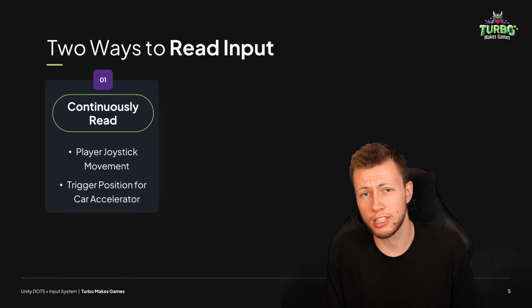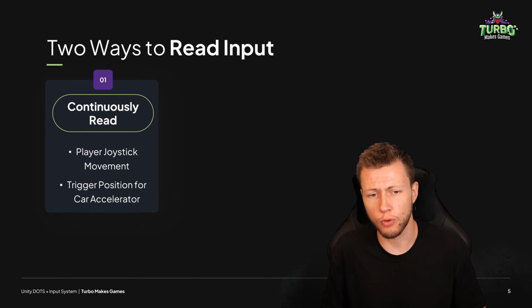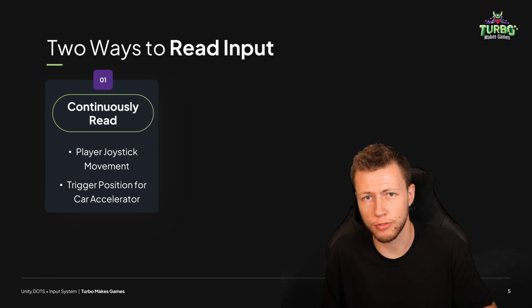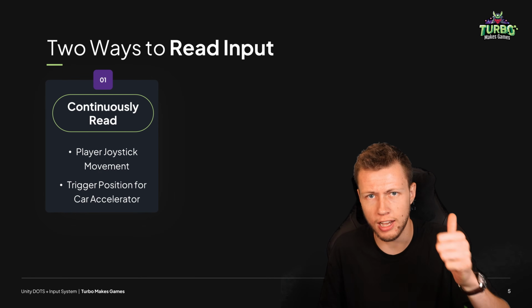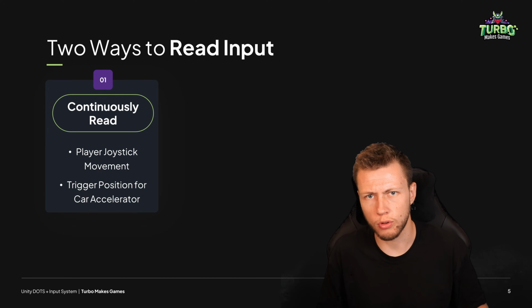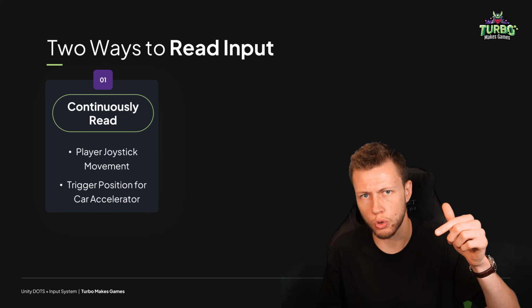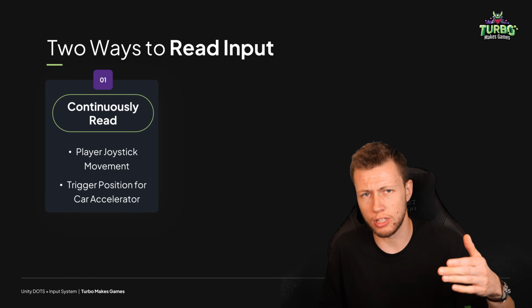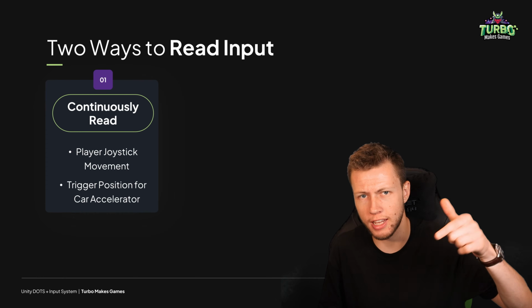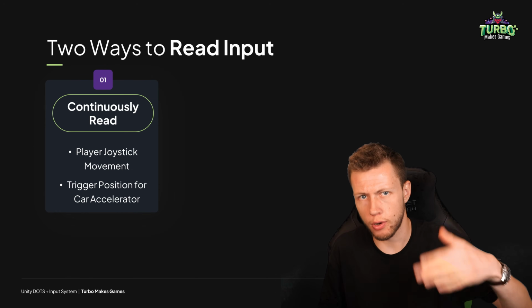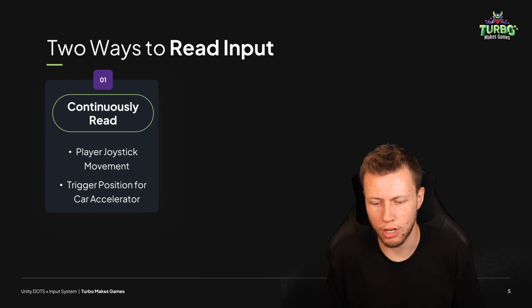The first way is to just continuously read input. This is good for any player joystick movement. If the player is just moving the joystick around to move their player around, we can continuously read that, because it's also valid for when the player is not touching the joystick, that we don't want the player to continue moving. Same thing if we had a trigger on a controller that we wanted to use to control how quickly a car is accelerating. We can continuously read that value and see what percentage and where that trigger is at in its travel, so we know how much acceleration force to apply to the car in our game.